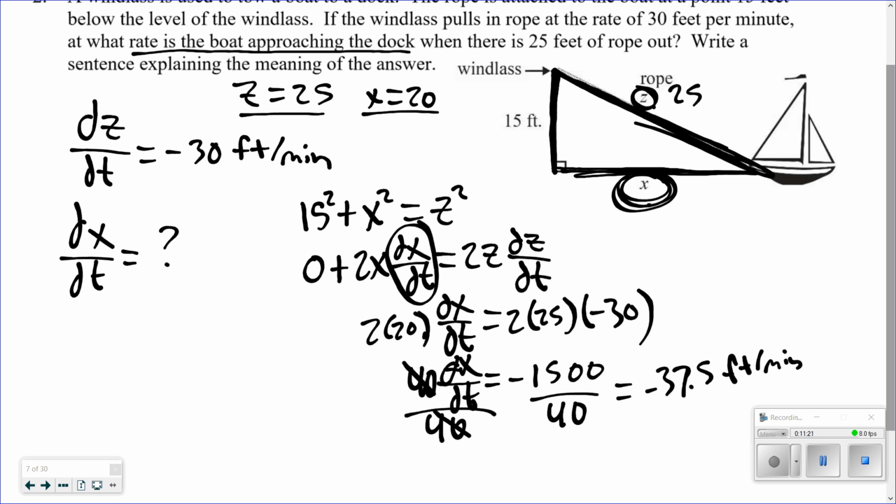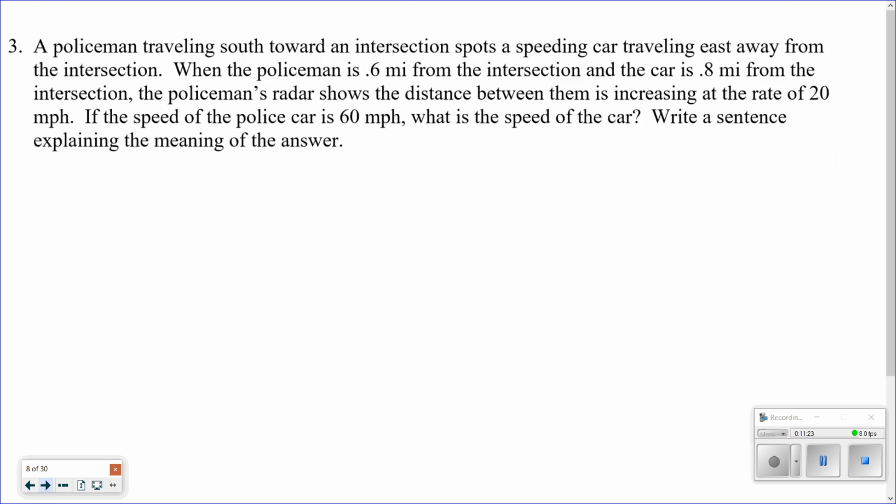All right, let's try another one. A policeman is traveling south toward an intersection. They spot a speeding car traveling east away from the intersection. When the policeman is 0.6 miles from the intersection and the car is 0.8 miles from the intersection, the policeman's radar shows that the distance between them is increasing at a rate of 20 miles per hour. If the speed of the policeman's car is 60 miles per hour, what is the speed of the car?